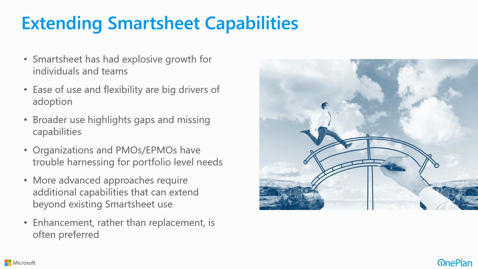Now, organizations and their PMOs and EPMOs, enterprise project management offices, have trouble harnessing, for portfolio-level needs, the variety of Smartsheet data and all the sheets that are out there in an organization. So more advanced approaches will require additional capabilities, and that can extend beyond existing Smartsheet use or what Smartsheet has to offer. And in a lot of organizations, because so much time is invested in data and thought and just emotional investment, enhancement of that rather than replacement of it is often preferred to get to those capabilities that the organization needs.